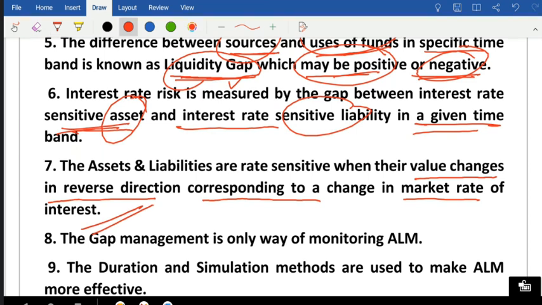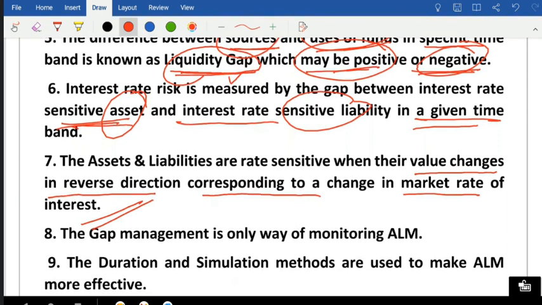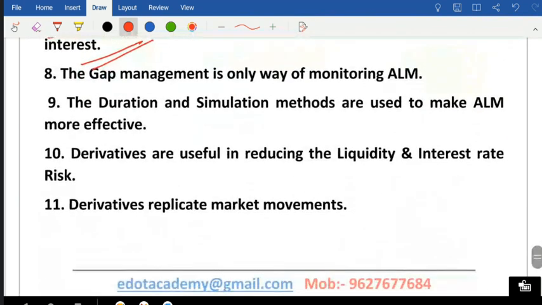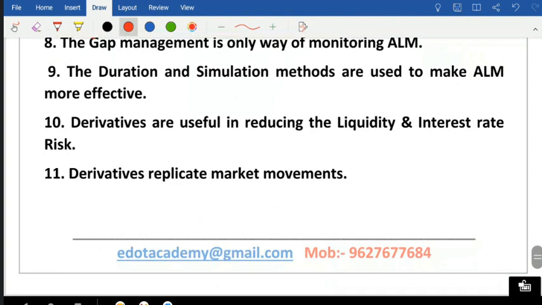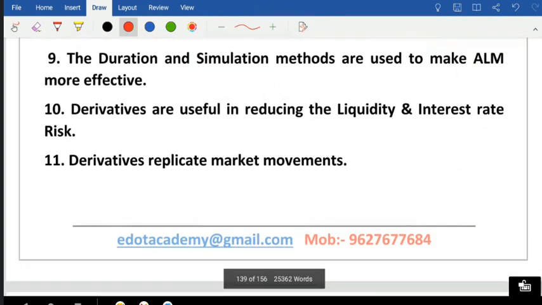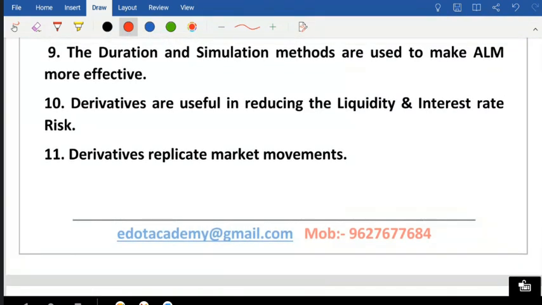Gap management is the only way of monitoring the ALM. The duration and simulation methods are used to make ALM more effective. With the simulation method, we can create our own structure. We can generate one system by the simulation method, and we can practice for that. So ALM will be more effective.